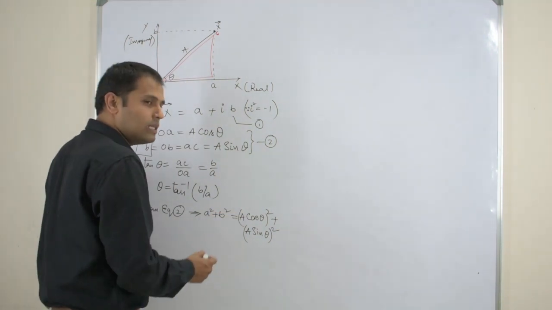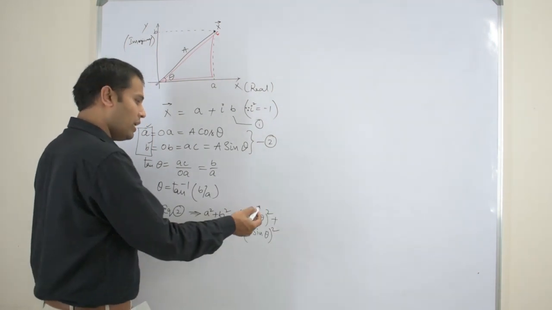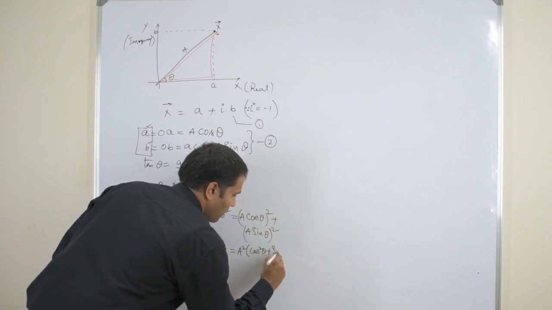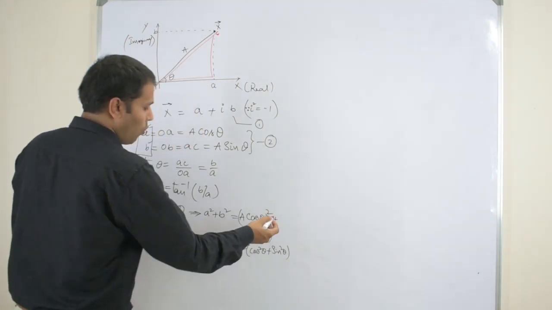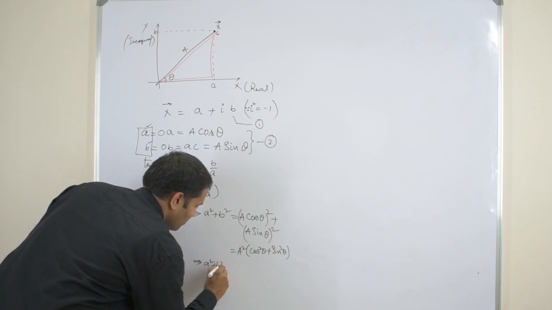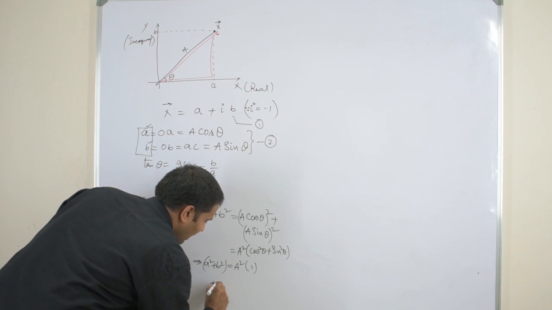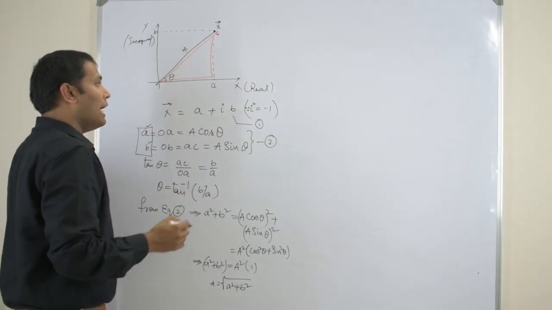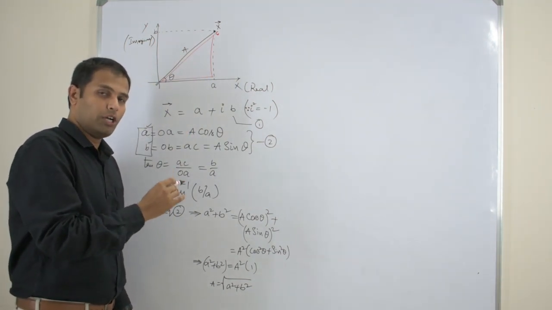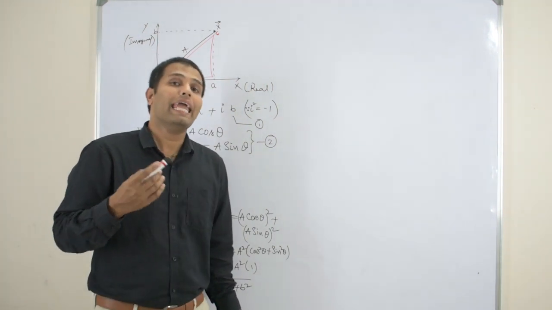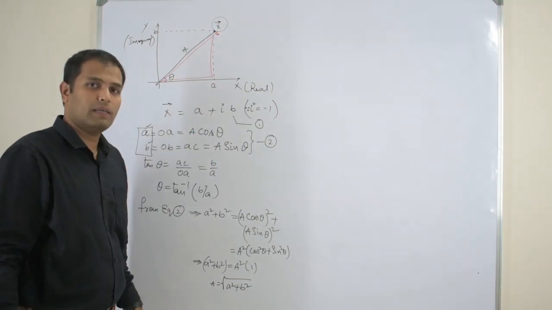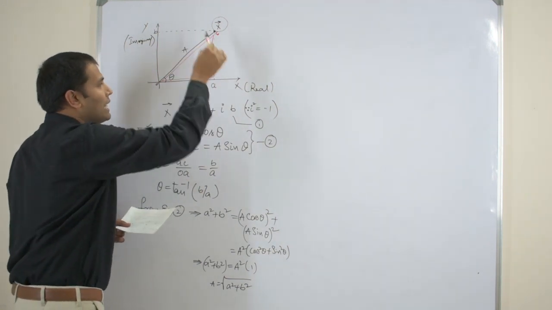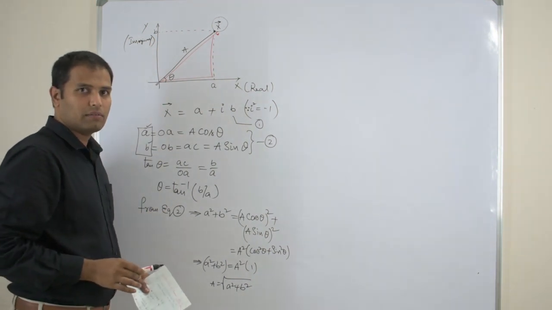Am I right? Now, what can be done? It becomes A square cos square theta plus A square sin square theta, where I can take A square common. So A square into cos square theta plus sin square theta, where cos square theta plus sin square theta is 1. So a square plus b square equals A square into 1, where A equals under root a square plus b square. Isn't it? So now I have written A. What is A? A is the modulus, or the absolute value, or the amplitude of your vector. So I have written A in terms of a and b. What are small a and small b? These are the coordinates of your vector in the real and imaginary plane, or xy plane.